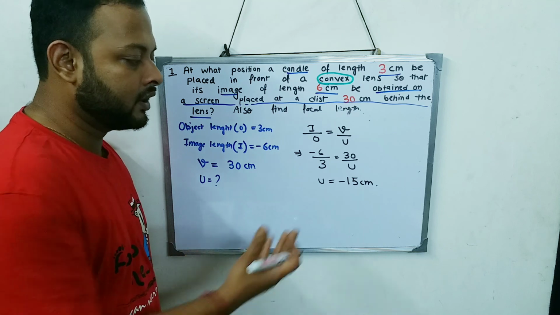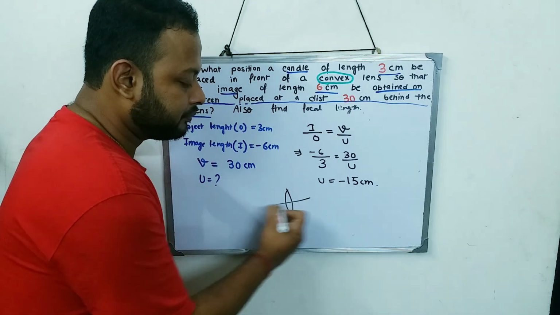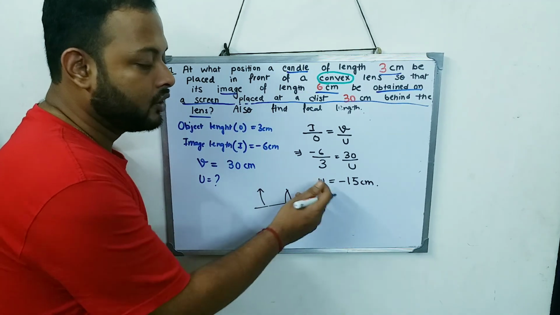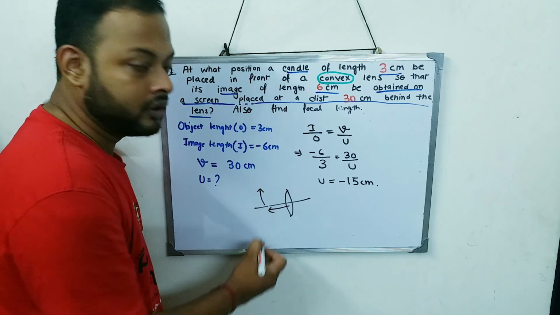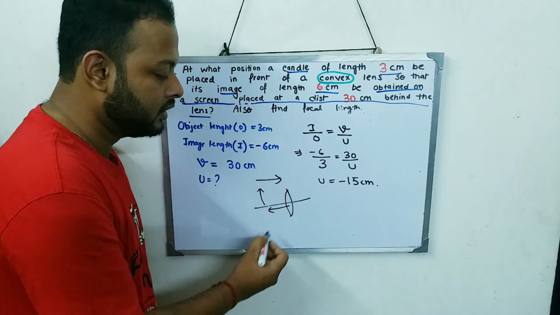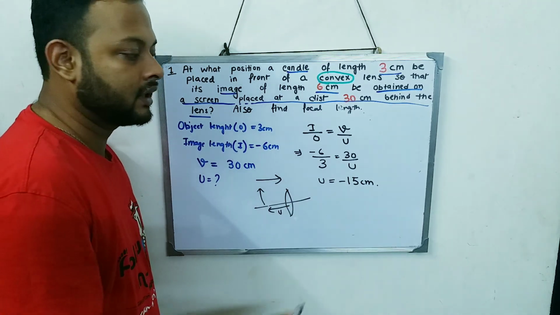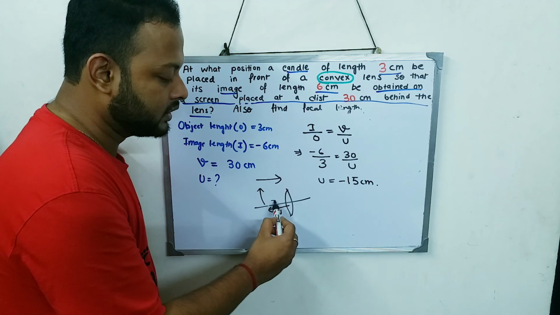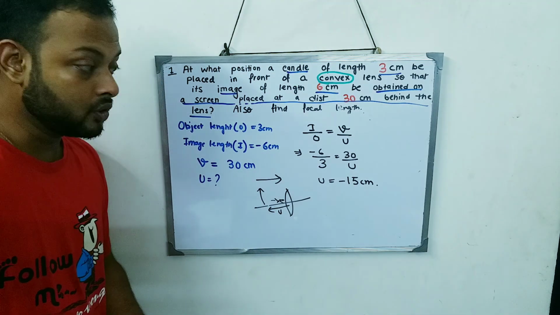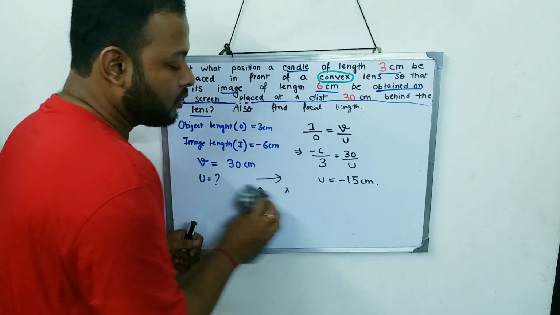And think whether my answer is correct or not. Because for a convex lens, my object is over here. Object distance will always come in negative, because this is the direction of the incident ray, and this is how I measure my U. You can see they are in opposite directions, and as it is the opposite direction, it will be negative. And I got my answer also as negative. So this gives me a clear-cut idea that my answer is right.